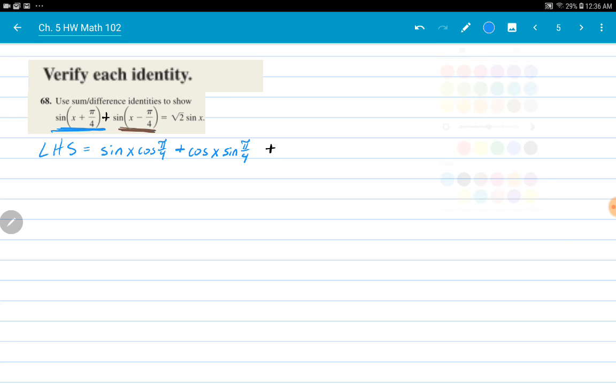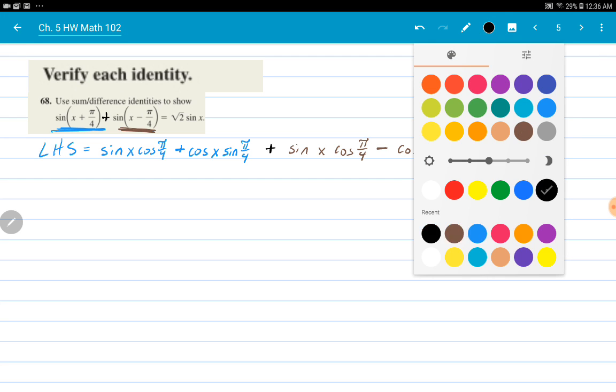And then the brown piece gives me sine of x cosine of pi over 4. Keep the sign, so this time it's a minus. Sandwich those cosines in the middle, and we get this.